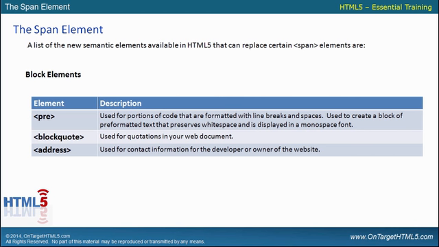So here is a list of the semantic elements available in HTML5 that can replace certain span elements. In block elements, we have the pre tag, the blockquote tag, and the address tag. And let's keep in mind, I may have made it sound like these were only available in HTML5, but they're not. They've been available for a while. We want to make certain that, when applicable, we use these block element tags instead of span tags.